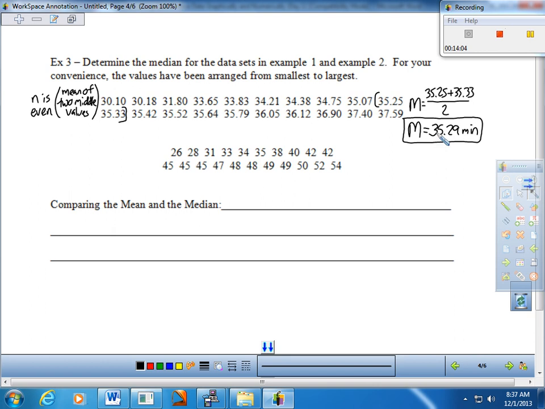Okay, very good. If n is odd, it's pretty straightforward. All we just have to do is find the middle term. So I guess I'm going to write that here for you. N is odd, just find the middle term.